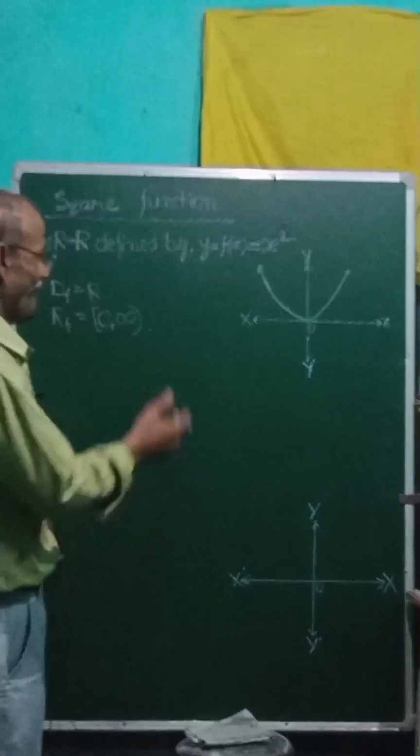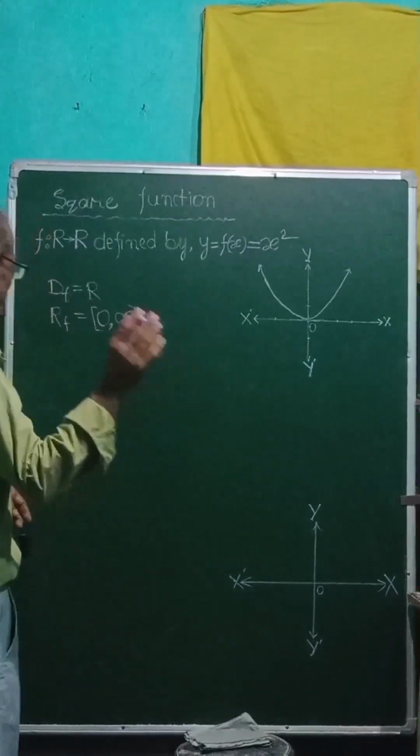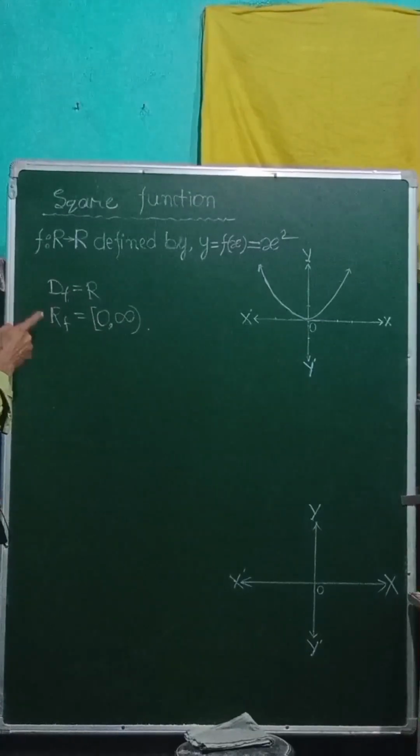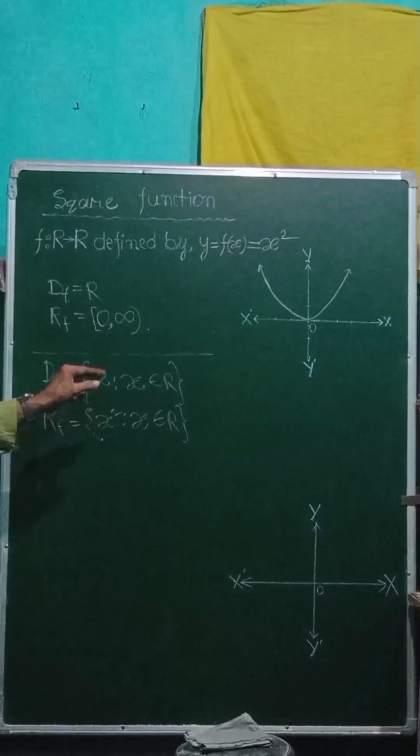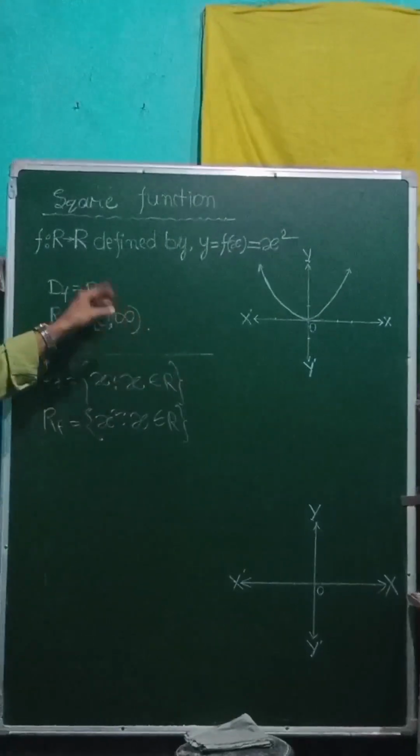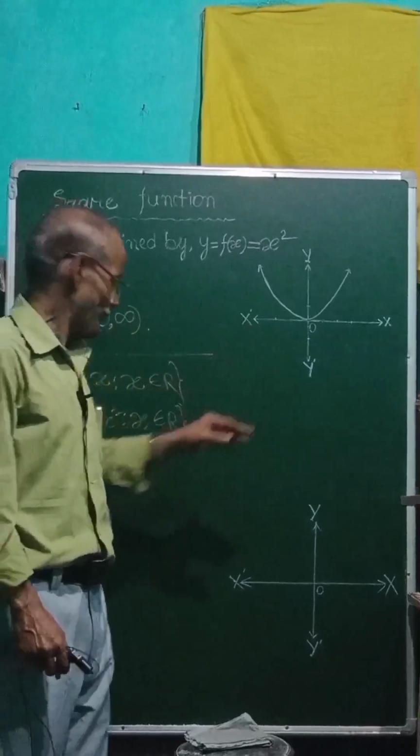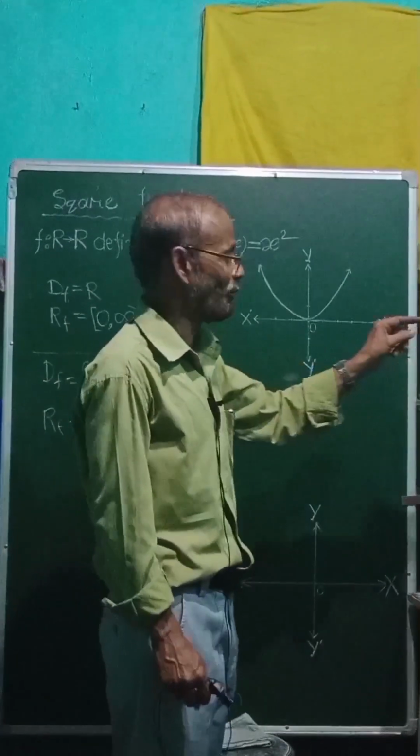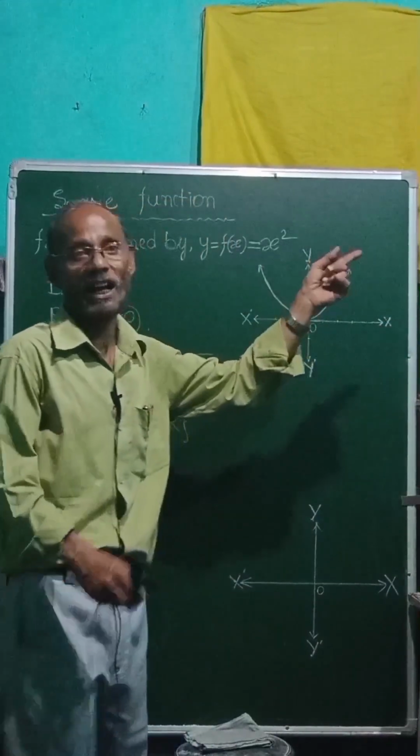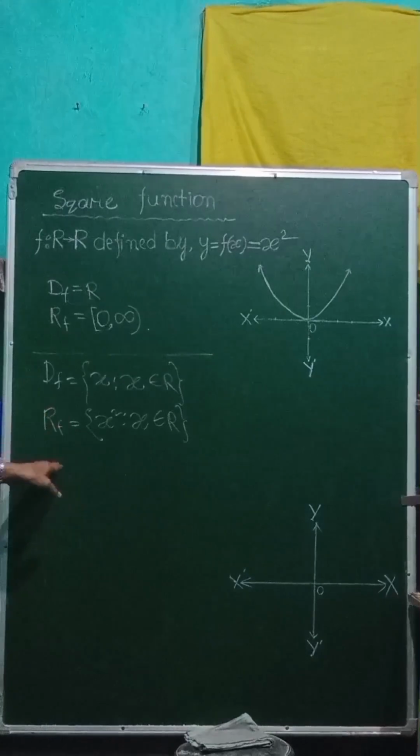Nice thing this. One more alternative description of this domain and range: the domain is the set of all x where x belongs to the real number set, and the range will be x square such that x belongs to R. Wherever you take x, correspondingly that x square will give the corresponding element of the range. That is also a nice description.